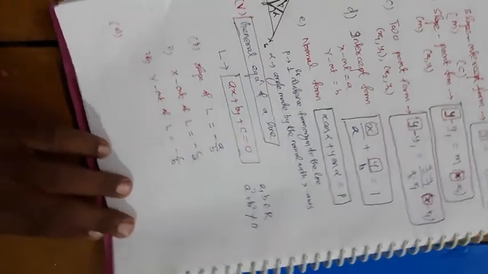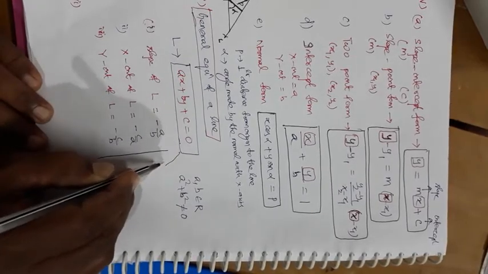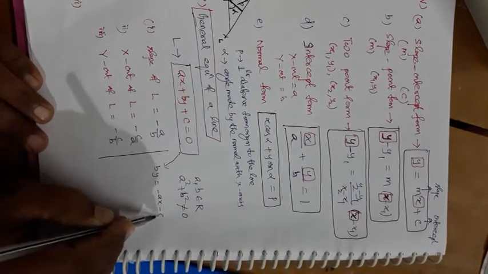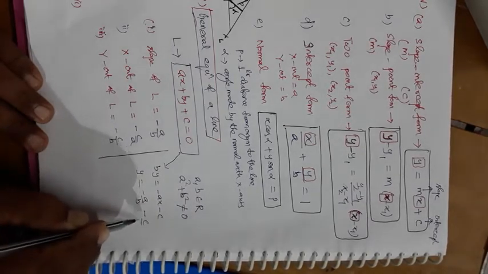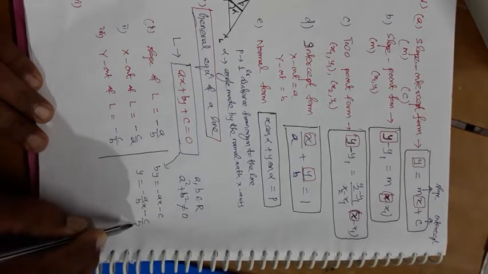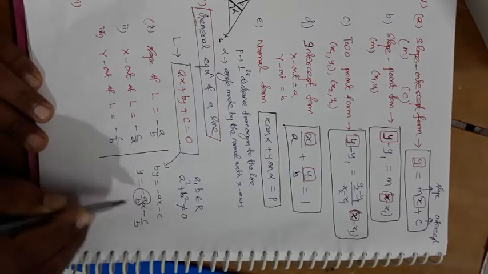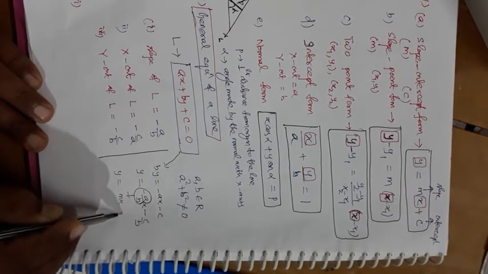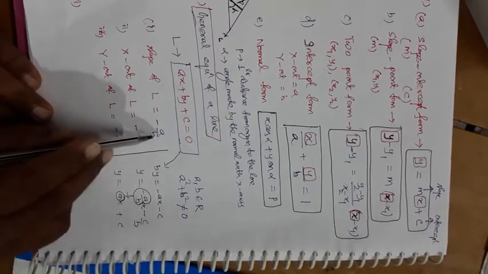And if you ask, sir, how does it come, then I am telling you. If it is ax plus by plus c equal to 0, then you can write this as by is equal to minus ax minus c, so y is equal to minus a by b x minus c by b. Then look here, this is m, because y is equal to mx plus c. This m is called slope. So the slope is minus a by b.